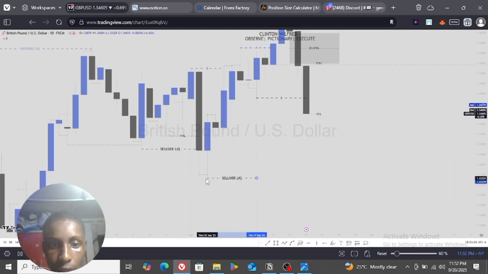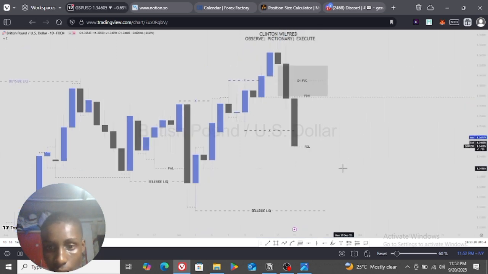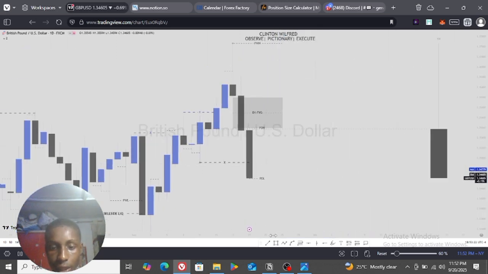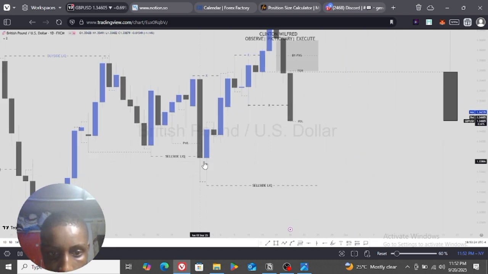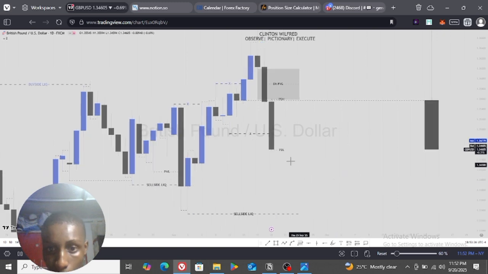That's around 1.33329. So I'm expecting this sell side liquidity. Sell side liquidity is acting as, okay, that's the low we made in September, the open of September. You can see Monday made a high, Tuesday. This is the low of September that we are going to look for.